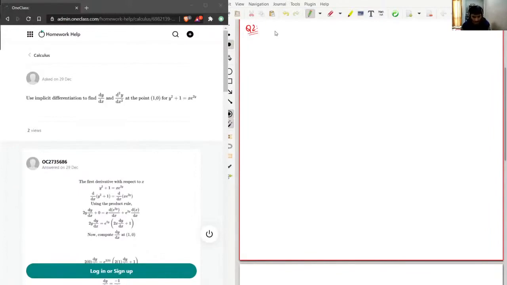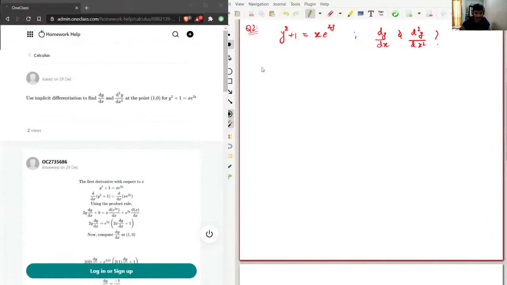The function f(x) is y square plus 1 equal to x times e power 2y, and we need to calculate dy by dx and d square y by dx square. So first, for calculating dy by dx, we'll just differentiate this function.